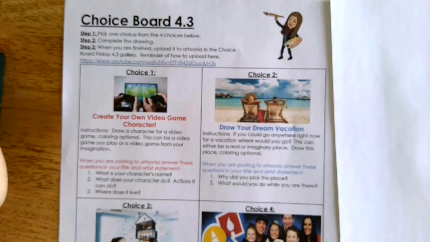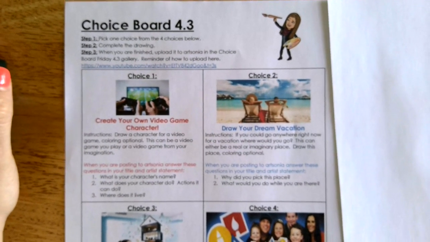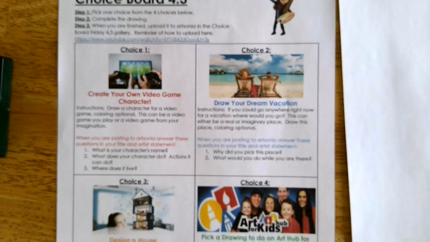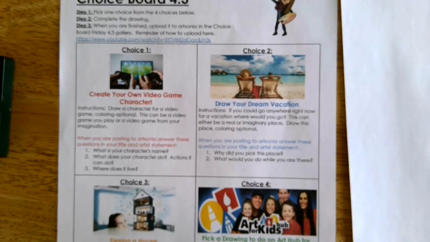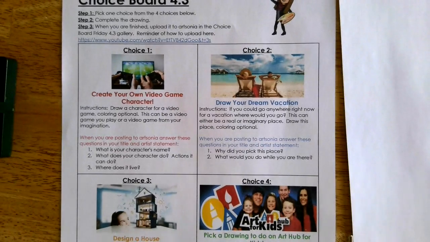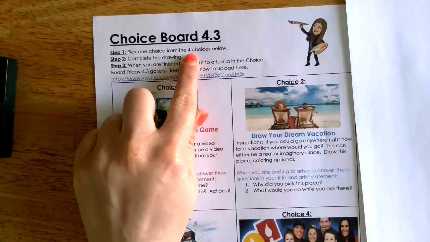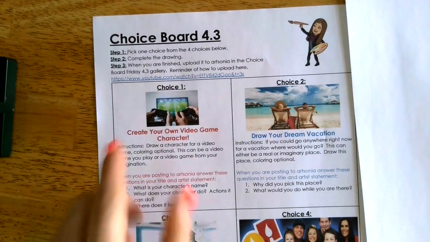So as you look at the choice board, when you hit on the PDF in a minute, you're going to see that you have four choices. You can choose any of the four. You can do all four choices. I am totally fine with whatever you choose to do. But at the top it says pick one choice from the four choices, so at least one.